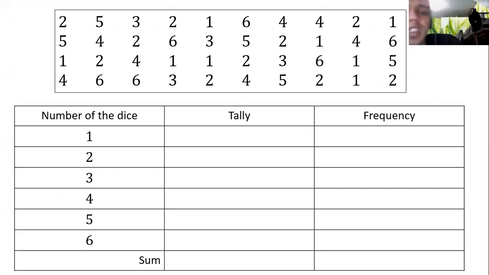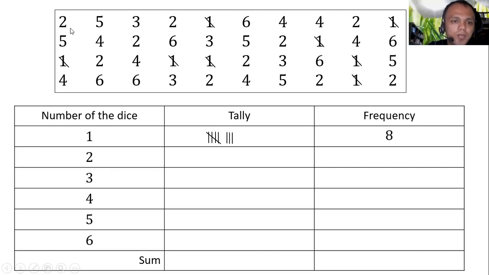Number of the dice. And then we will tally first before getting the frequency. Okay, for 1, we have here, let's see how many 1s there are. 1, 2, okay, one tally. 2, 3, 4, 5, 6, 7, 8. So we have 8. The frequency is 8.